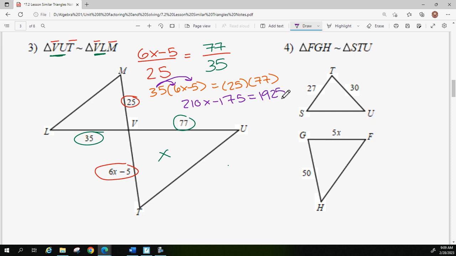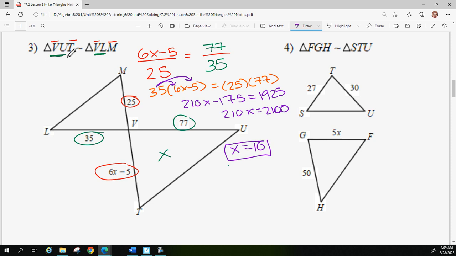Once we get to the end of this, we'll have a number that is reasonable for this value of x. I'll move 175 over here and it'll become positive. And so I'll get 1925 plus 175. And then I'm going to divide both sides by 210 to get x to be 10. There we go. We're back to sort of a reasonable number.